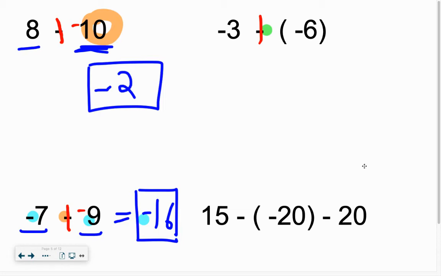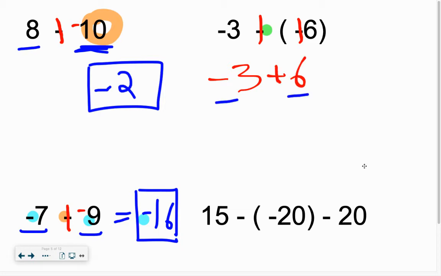What is the opposite of a negative 6? It is a positive 6. So to make that a positive 6, I just write it like that because I can't erase that negative sign. If you'd rather rewrite the whole thing to negative 3 plus a positive 6, you're welcome to do that.